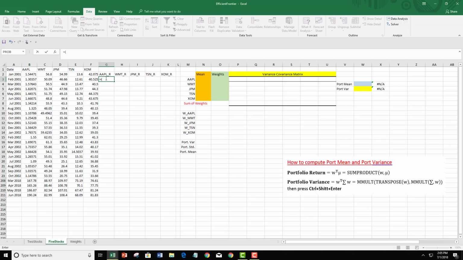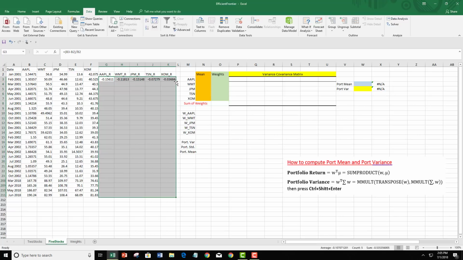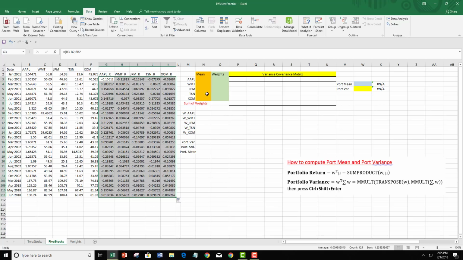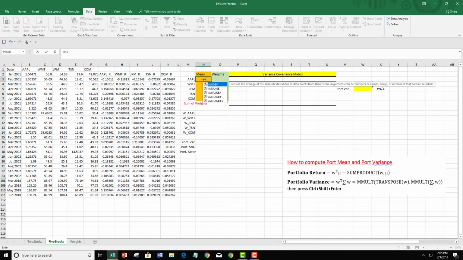Equals, here, current price minus the previous price over the previous price. So that gives the return for Apple, and I can drag to the right and then double click it. It gives the return for all the stocks. Now I want to compute the average. So the average of Apple stock, right? So I can select the entire return series for Apple. Average for Apple.